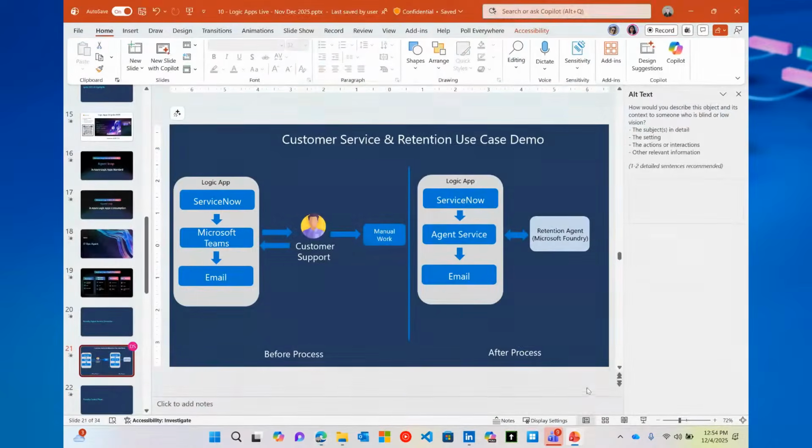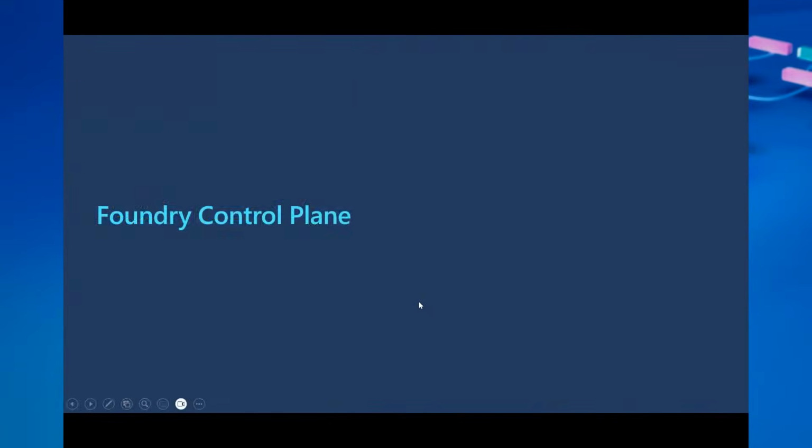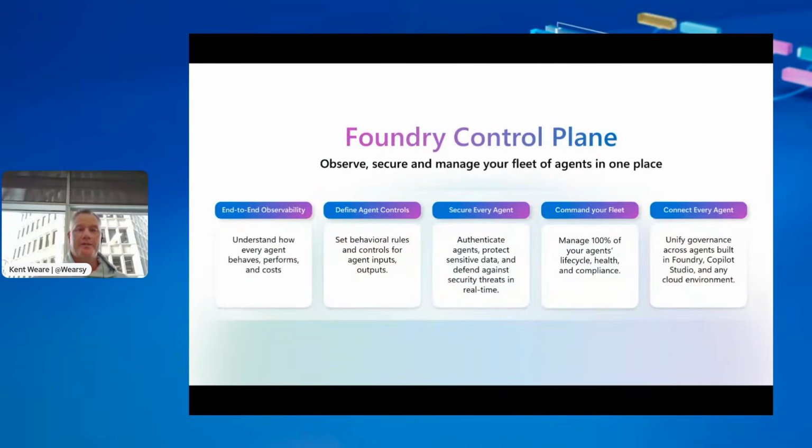Now, the other better together story I wanted to talk a little bit about was the control plane. If we think about agents, obviously you have choices as a customer. These could be Copilot Studio. These could be Azure Logic Apps agents. This could be SRE agents. These could be Foundry agents. These could also be third party, from a competing platform.